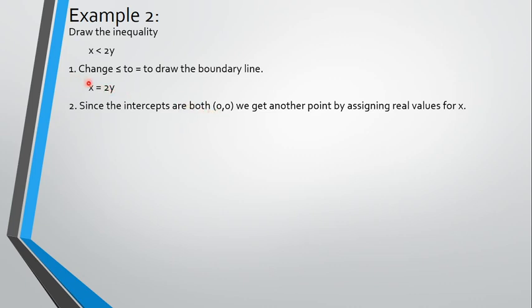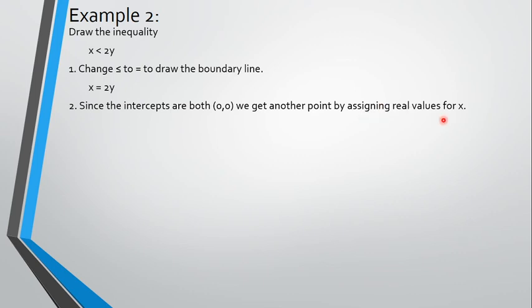Because if x is 0, then y is also 0, because 0 divided by 2 is 0. While if y is 0, then x is also 0, because 2 times 0 is 0. So if you only depend on the x and y intercepts, we cannot draw a boundary line. Why? Because x is 0 and y is also 0, so we cannot make a boundary line using that number. So that's why we have to proceed with assigning real values of x.